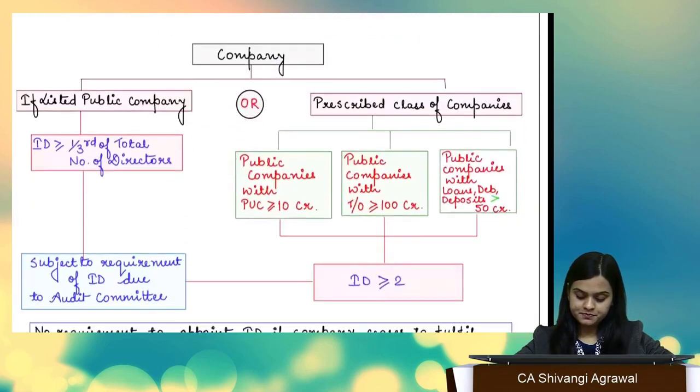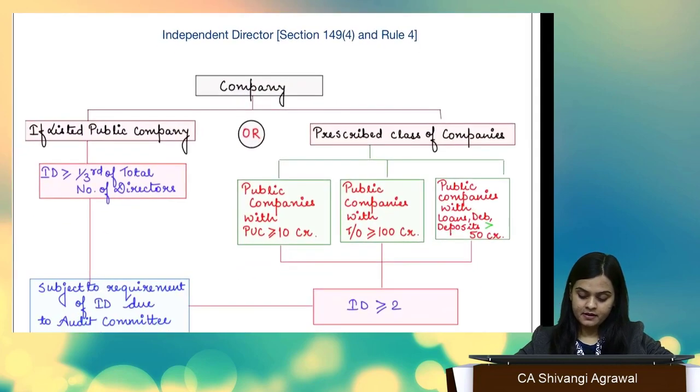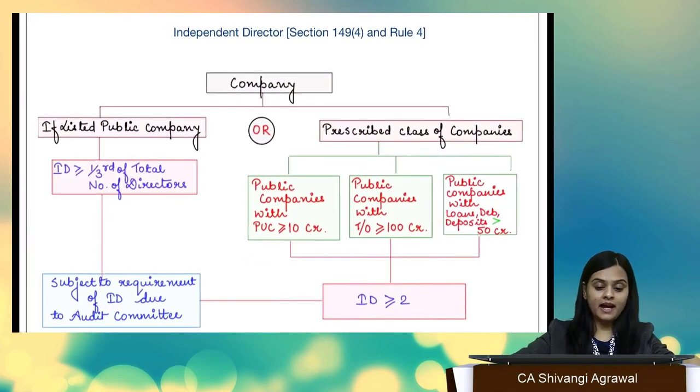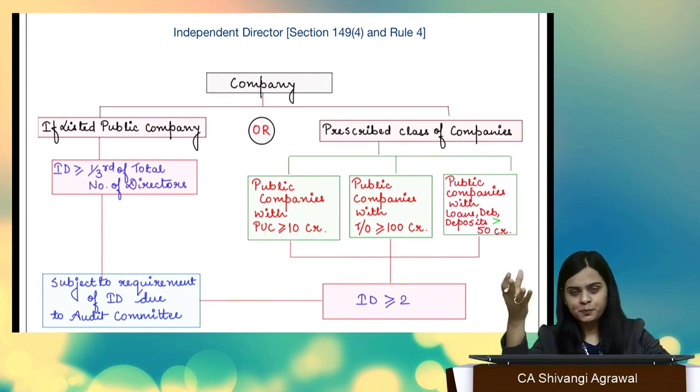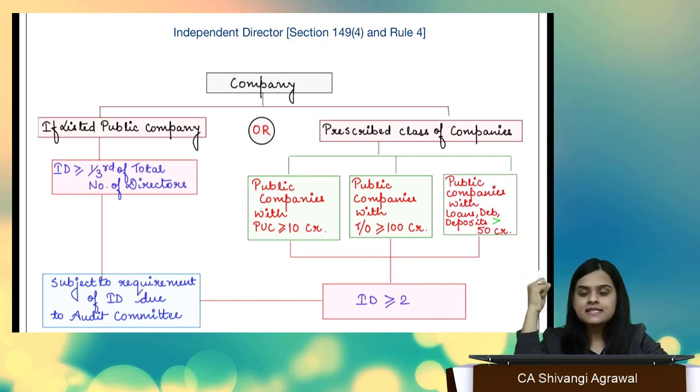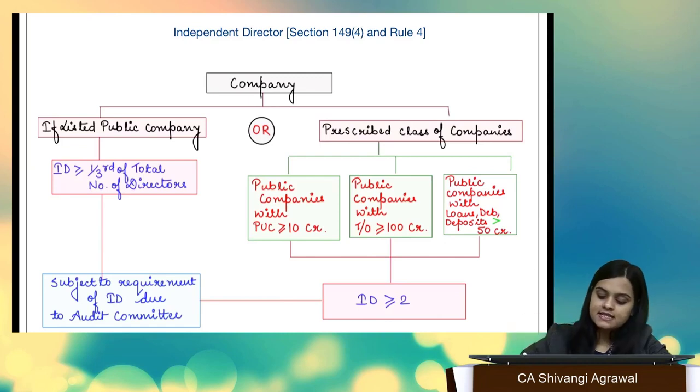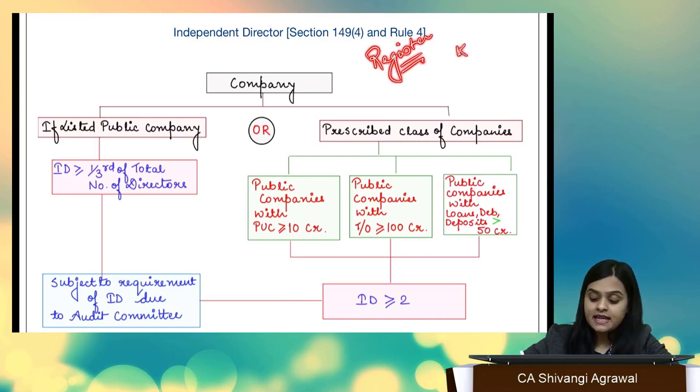Clear? Okay. Now, broadly we have completed the chapter and we are left with two important topics, independent director and SSD. Before that, section 170. What is 170? It tells about the maintenance of register. So, every company has to maintain a register of directors as well as KMP. This is going to be maintained at the registered office, which shall also be open for inspection by the members according to section 171.